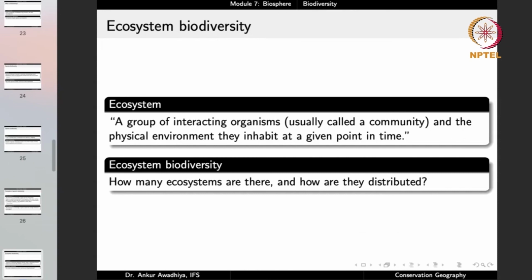Then we also have biodiversity at the level of ecosystems. Ecosystem is defined as a group of interacting organisms, usually called a community, and the physical environment that they inhabit at a given point of time. So it is a group of interacting organisms plus the physical environment.